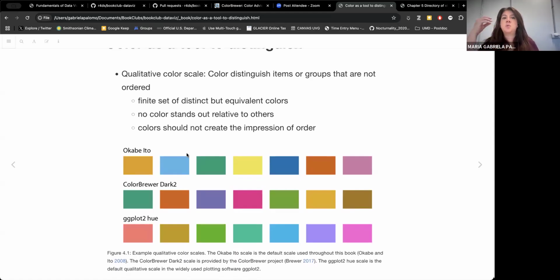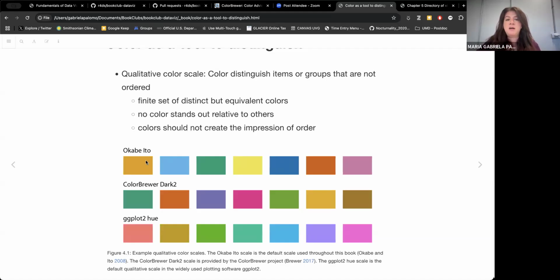Another characteristic that qualitative color scales have is a finite set of distinct but equivalent colors, which means that, like you see here in these examples, one color is going to be different from the other, but each color has to represent the same thing. So for example, if we're talking about factors, each color is one single factor. It's not like blue is going to be two factors merged together. That won't be okay with this.